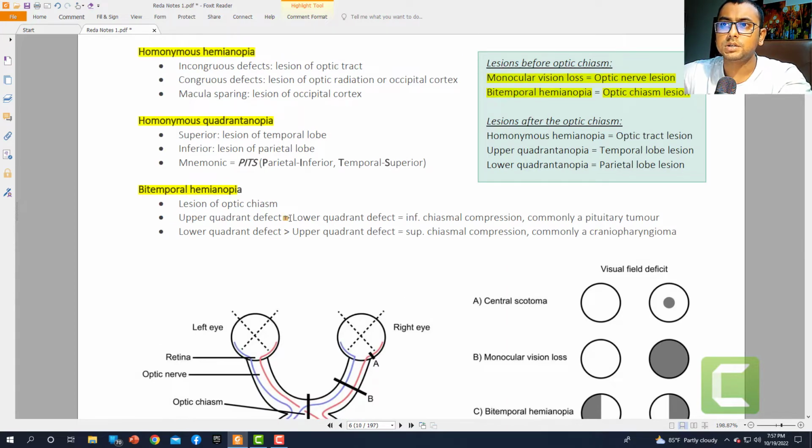So an upper quadrant defect more than a lower quadrant defect indicates inferior chiasmal compression, that is a pituitary tumor. If the lower quadrant defect is more than the upper quadrant, then it is superior chiasmal compression, that is craniopharyngioma, from Rathke's pouch. So Rathke's pouch present, that is a pituitary tumor. In a common pituitary tumor, the upper quadrant defect is more.